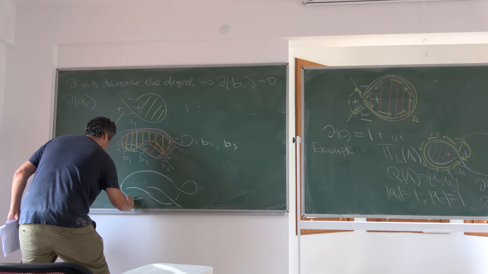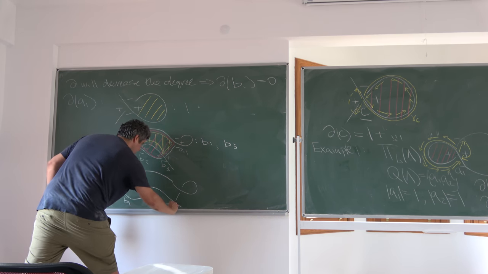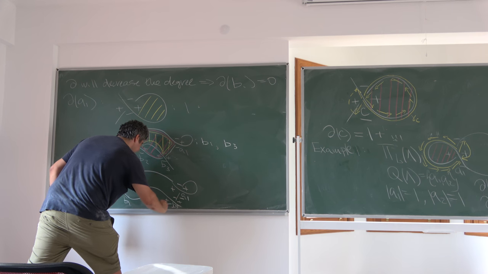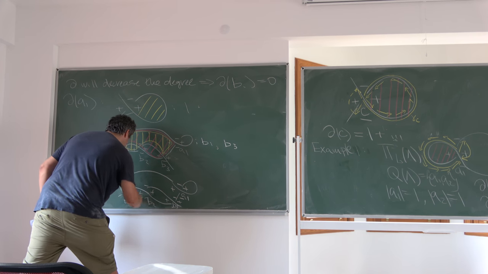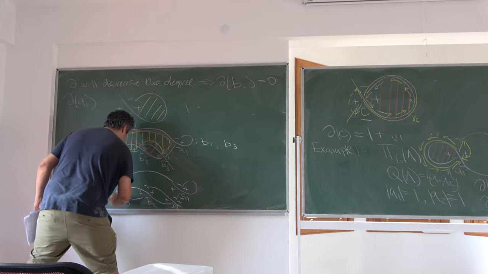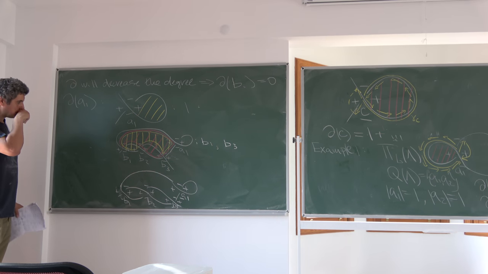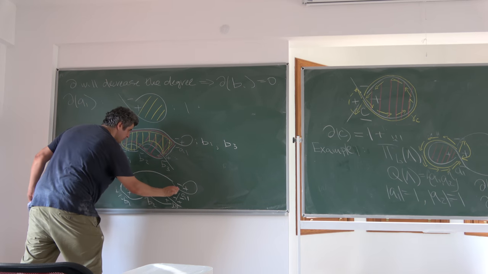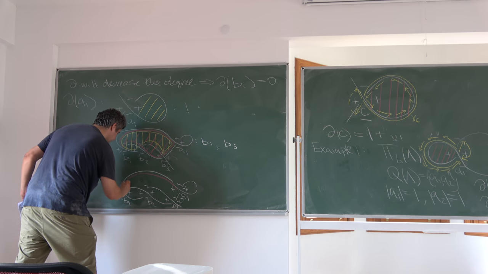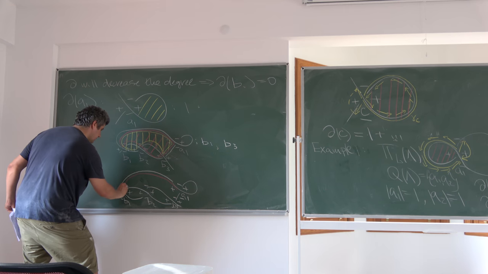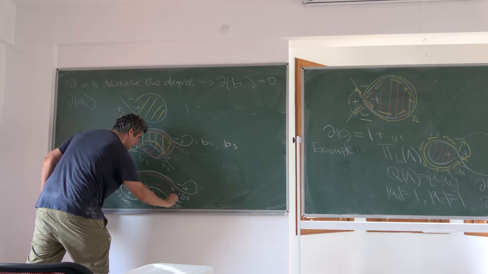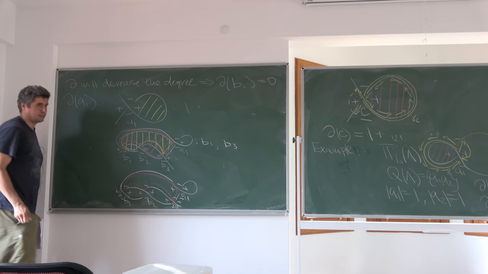So this is B1, B2, B3, B1, with signs plus, plus, minus, minus, repeating. And then what do I do? I start from A1, I move all the way to B1, then I move all the way to B2, then I move all the way to B3. Okay.